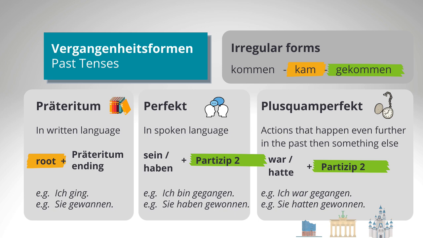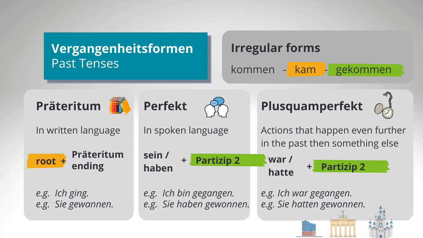And in the Präteritum, we then use this form as our root. So we would conjugate it like this. Ich kam, du kamst, sie es kam, wir kamen, ihr kamt, and sie kamen. And the same goes for all of the other irregular verbs. You just need to look for the second form, and then you use it as your root.